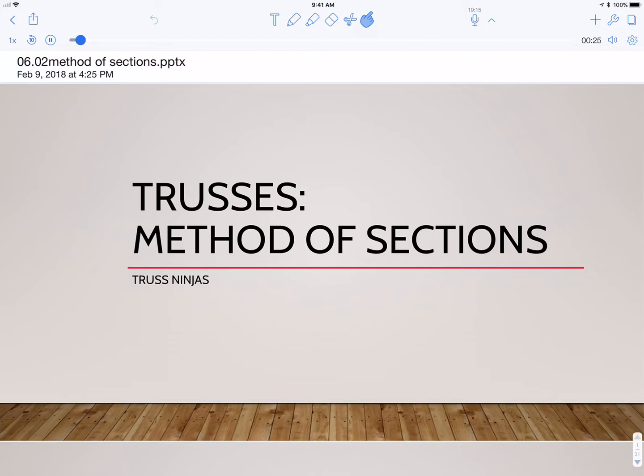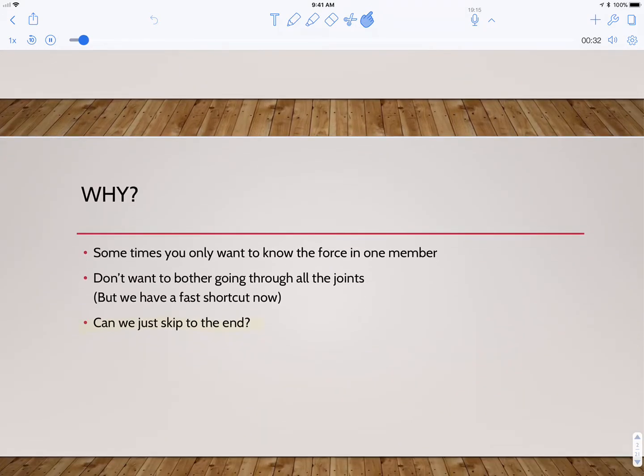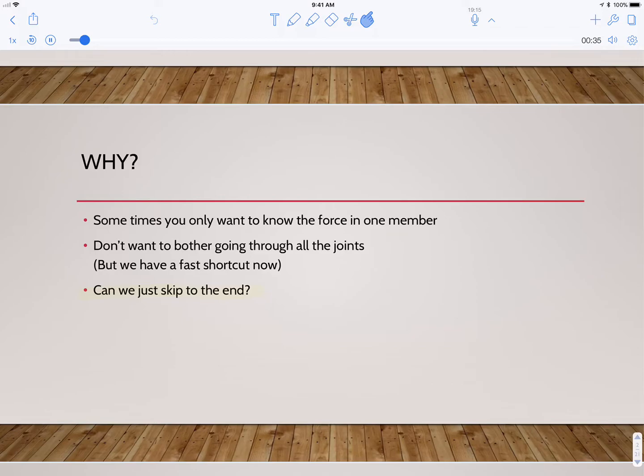First of all, why would we want to do this new method? Sometimes you only want to know the force in one member, and even though our shortcut is really fast, this could be faster. Although our shortcut's so fast, it might be faster than this method of sections. And you want to find this force in one member, and so you don't want to bother going through all the joints. What you want to do is just skip to the end and just solve for one joint. But how can we just skip to the end?